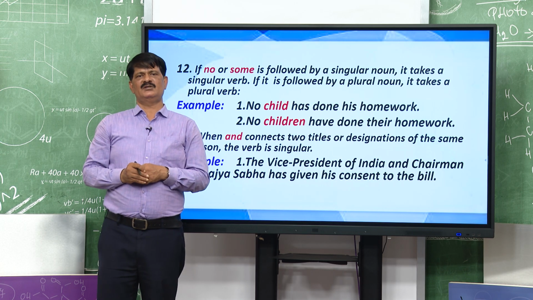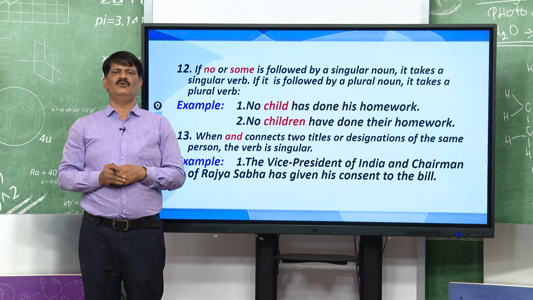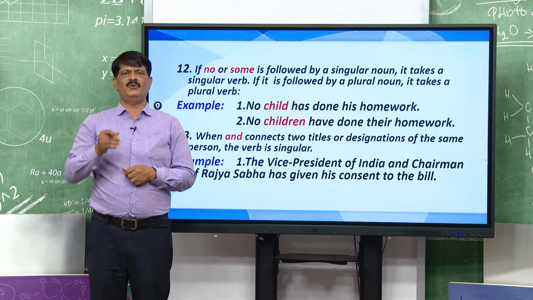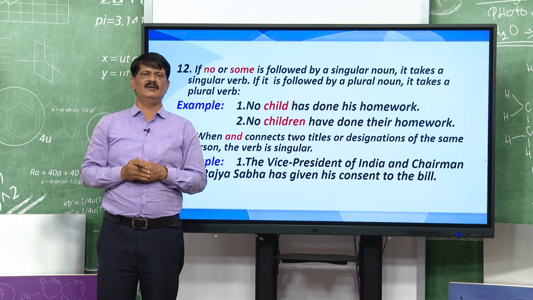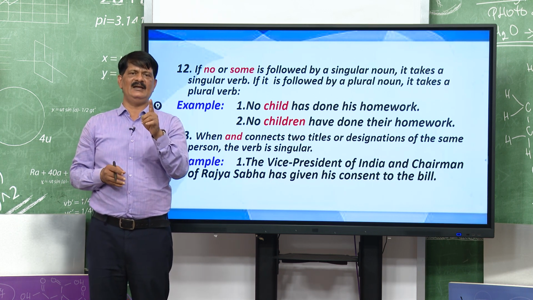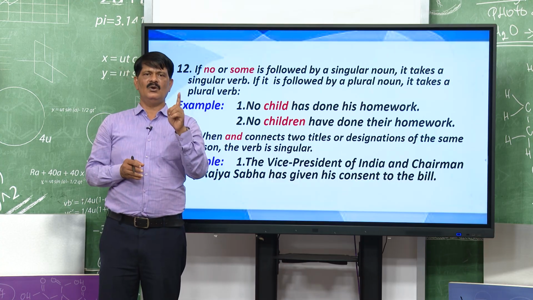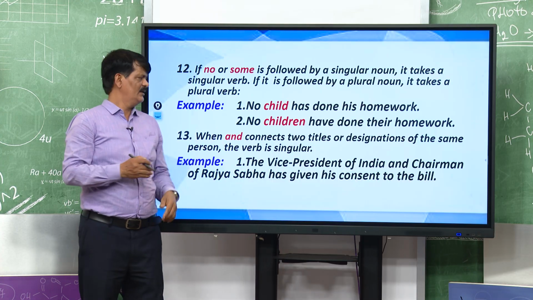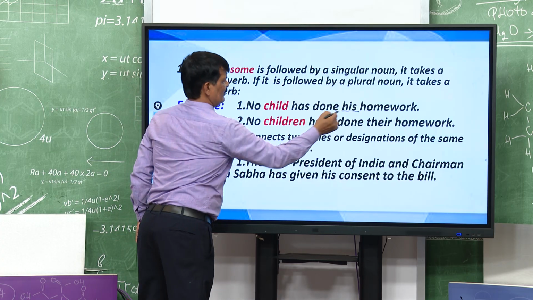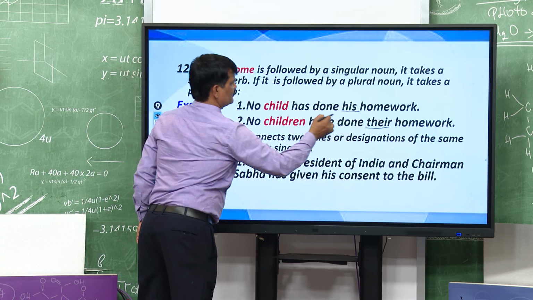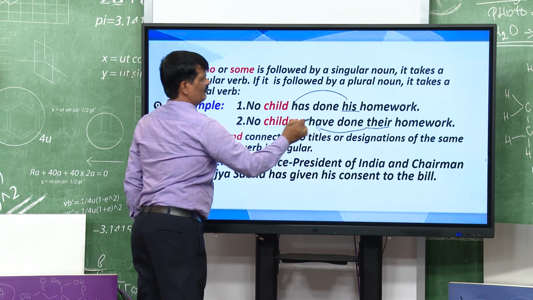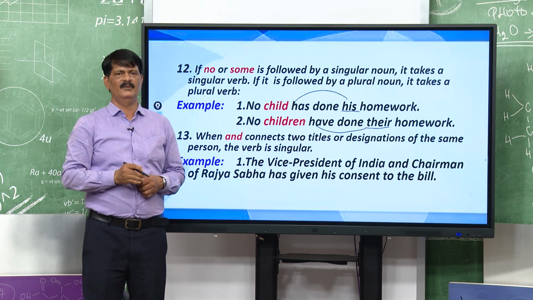If no or some is followed by a singular noun, it takes a singular verb. If it is followed by a plural noun, it takes a plural verb. No child has done his homework. No children have done their homework. Here only one thing is important: his or their. According to this, it will be has or have. Okay, it is clear to you.